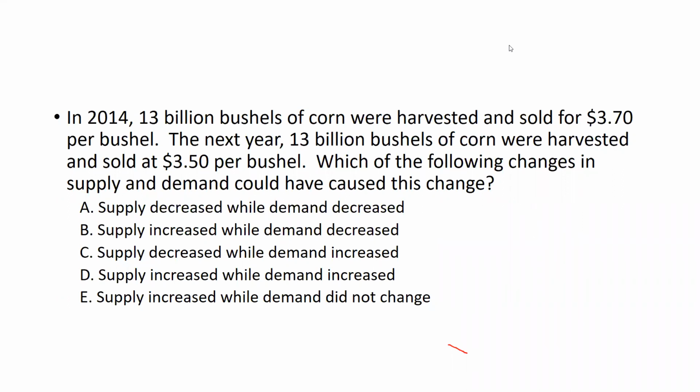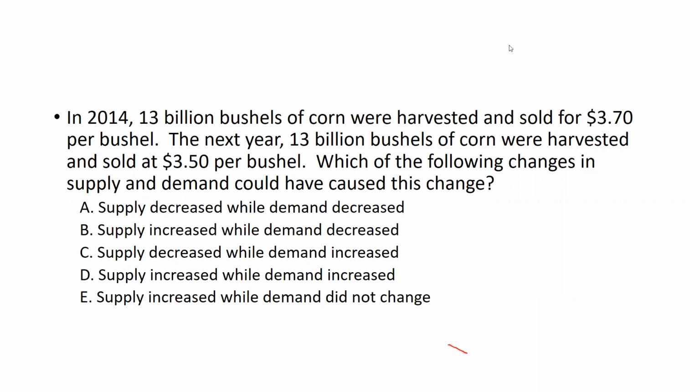If you looked at C, supply decrease, price up, demand increase, price up, the price went down. That can't be it. Supply increase, price up, demand increased. D, supply increase, price down, while demand increase, price up. That's hard to get to 370, and both of them have a quantity increase and quantity stayed the same. All right, so it looks like it's going to be B as in broccoli.